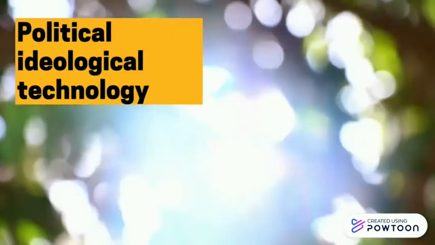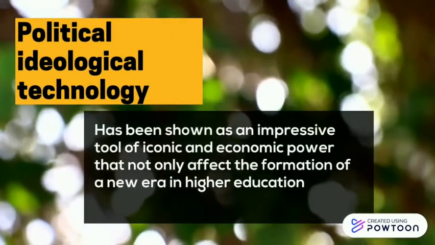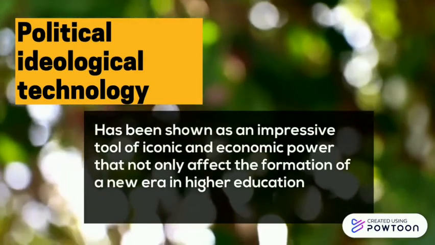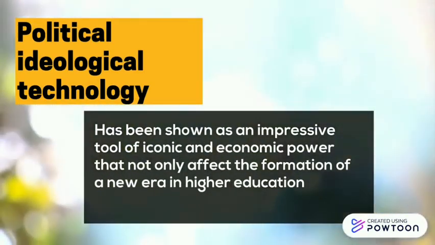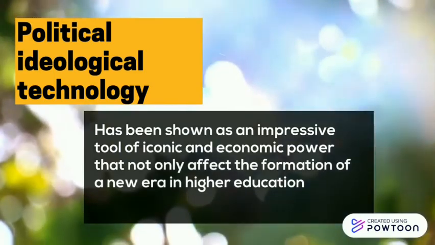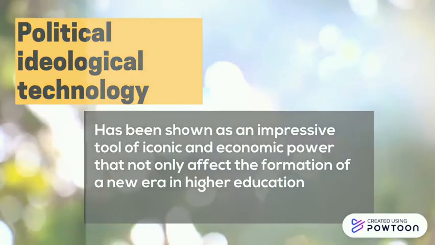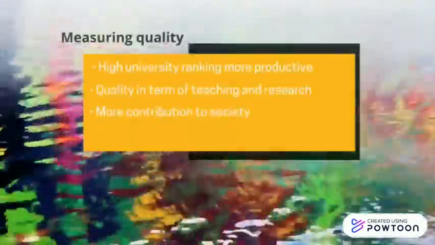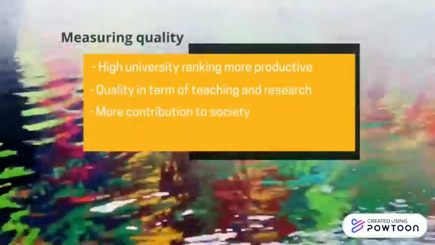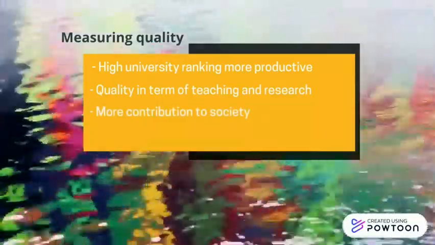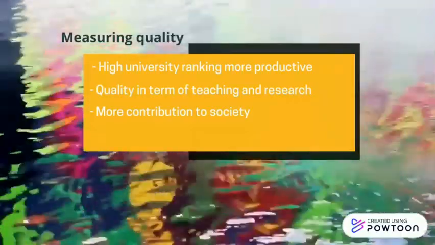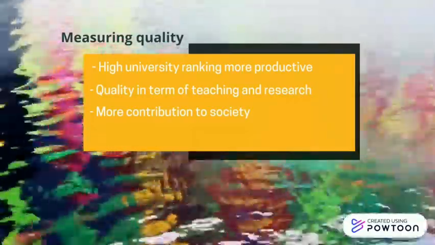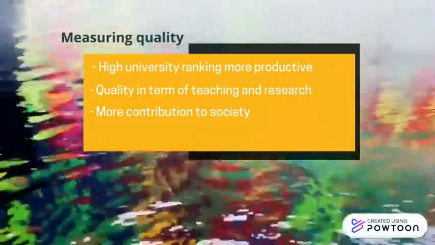Secondly, the university ranking system has served as a political ideological technology. The system nowadays has been shown as an impressive tool of iconic and economic power that not only affects the formation of a new era in higher education. Next, the ranking system has shown that people will assume a high university ranking is more productive, of better quality in terms of teaching and research, and contributes more to society, rather than looking at the system as a tool for measuring effectiveness. The aspects of teaching, research and service can be different from each other.